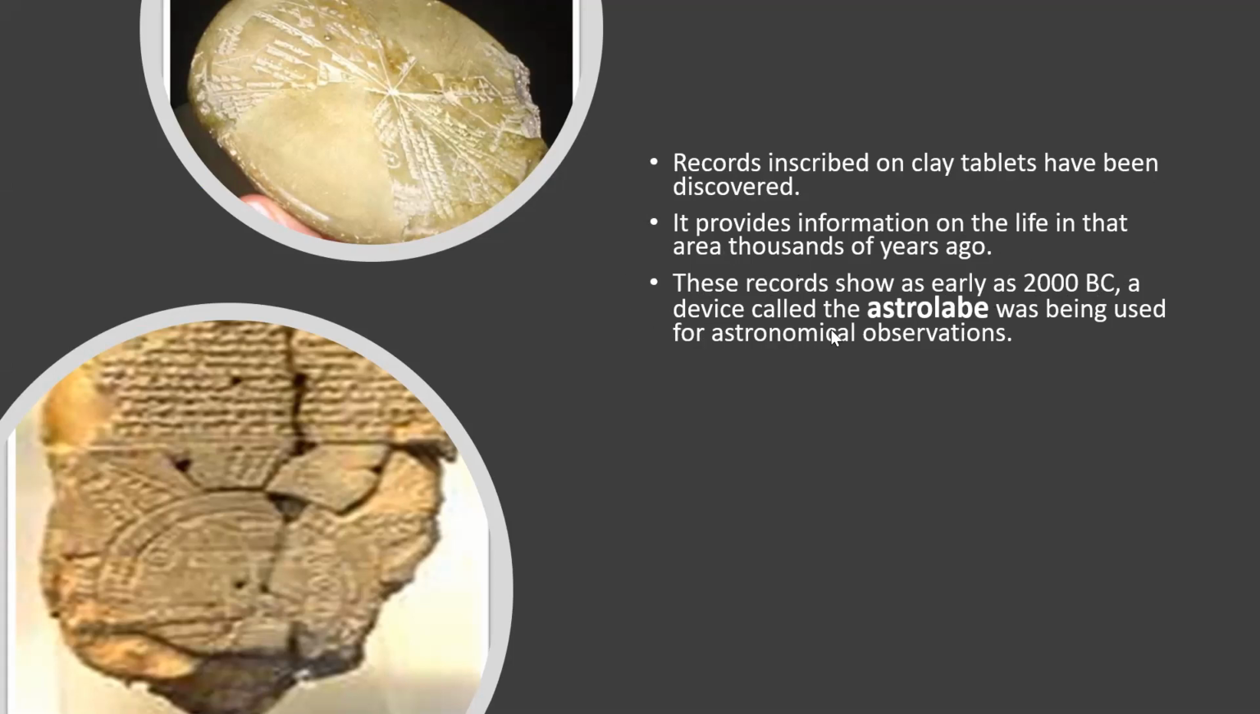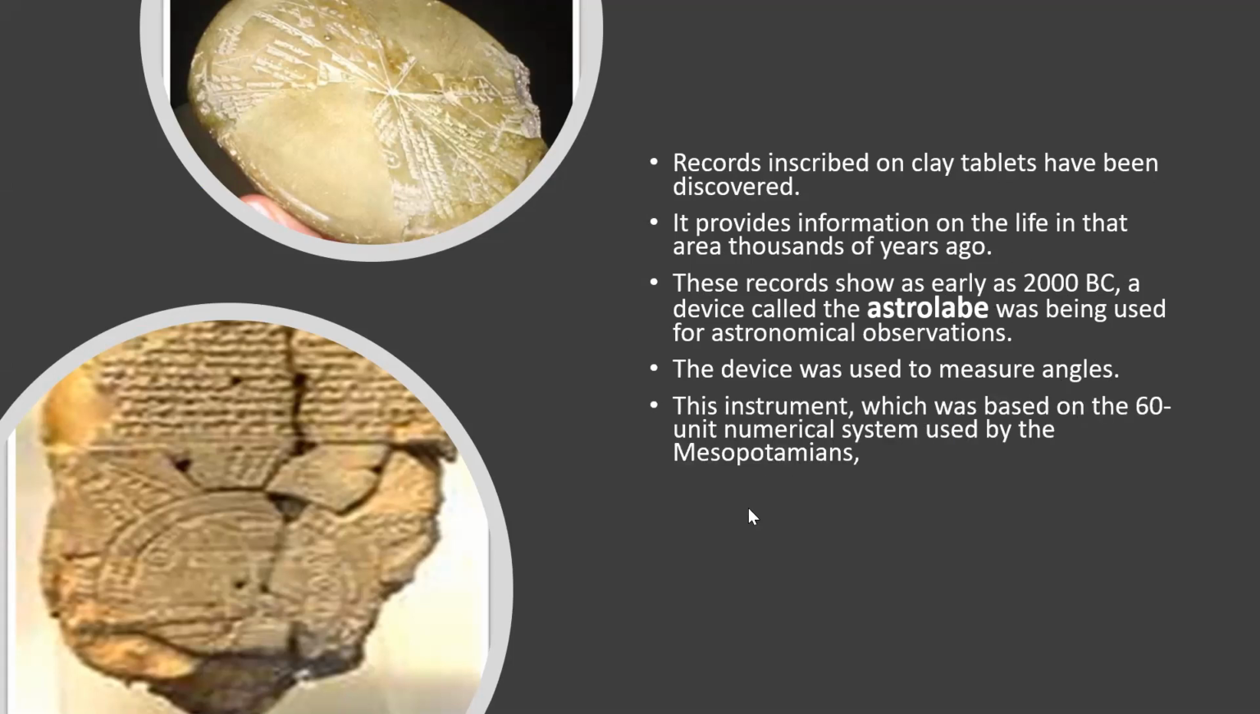A device called the astrolabe was being used for astronomical observations. The device was used to measure angles, sudut. This instrument was based on the 60 unit numerical system used by the Mesopotamians.